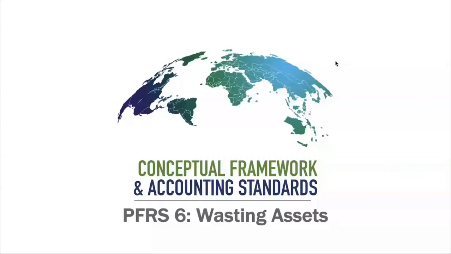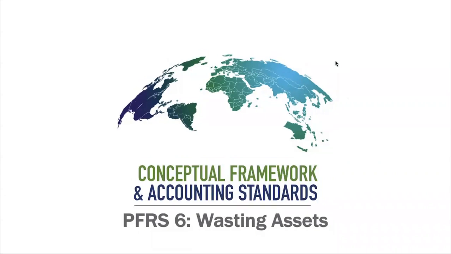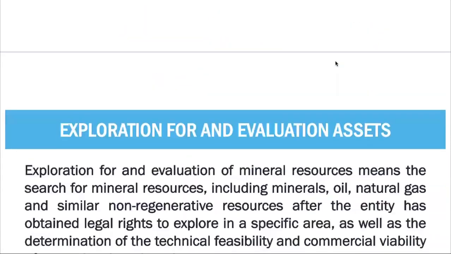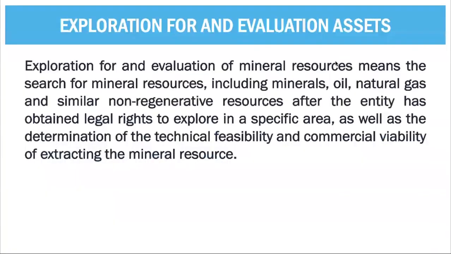We go now with PFRS 6, wasting assets. Normally PFRS 6 is known as your exploration for and evaluation of assets. So we call it E and E assets, but in layman's terms, we call it wasting assets. So what is the exploration for and evaluation asset?